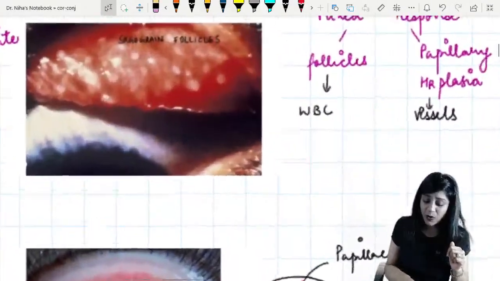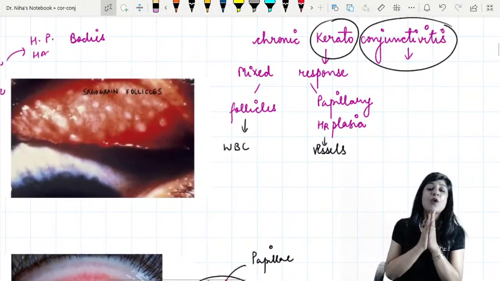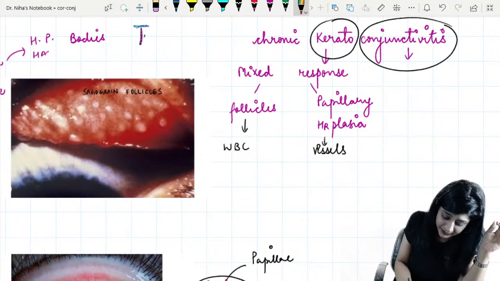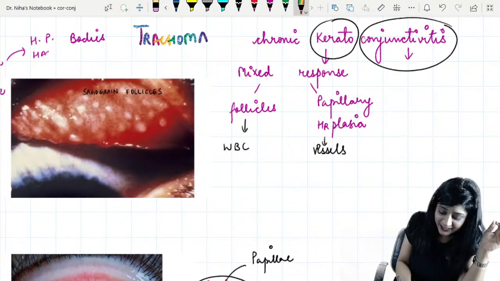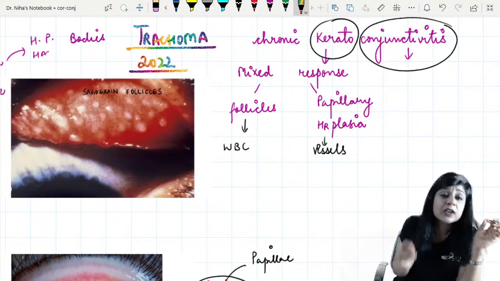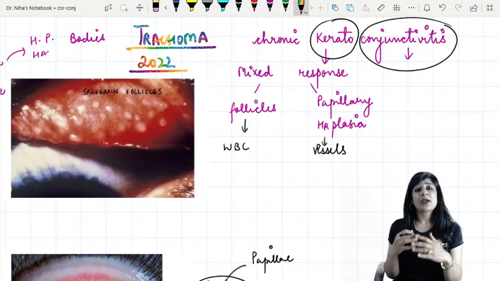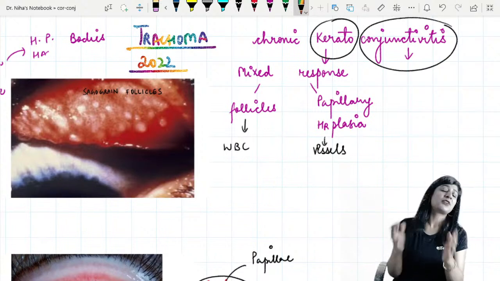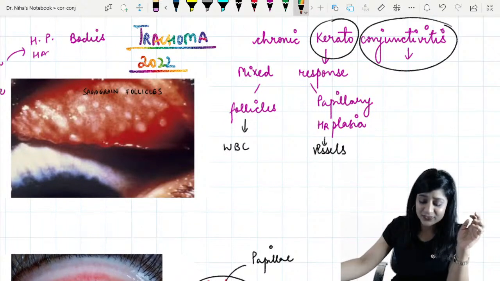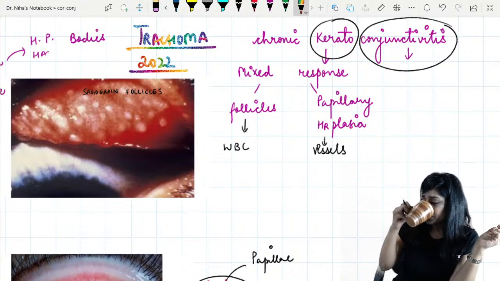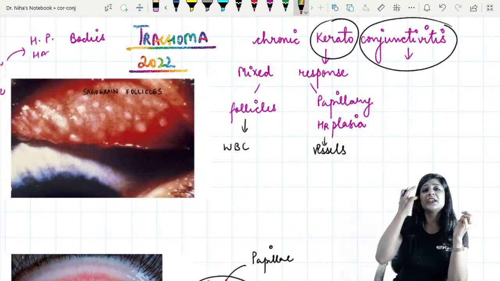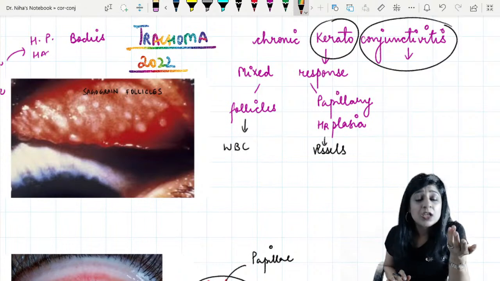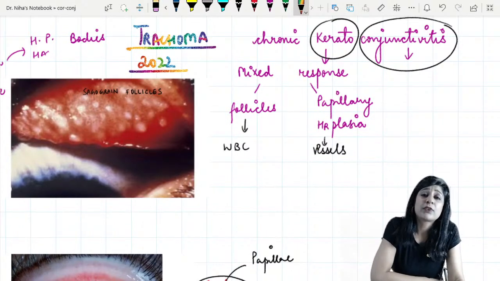Then the all-time favorite of all the examiners is trachoma. And I'm telling you one thing: it is 2022, so you are going to get a question. Trachoma is covered in micro, PSM, infectious diseases, and ophthalmology. I do not know what aspect of trachoma they are going to ask, but I know trachoma will be asked. Trachoma is also a part of your Vision 2020 program. We have a WHO control program for trachoma also.